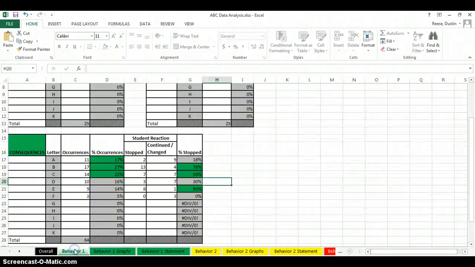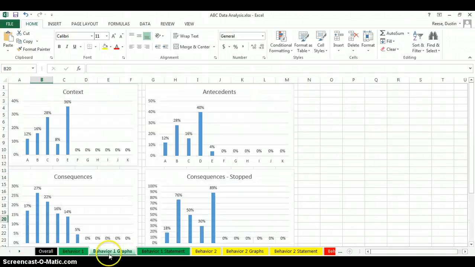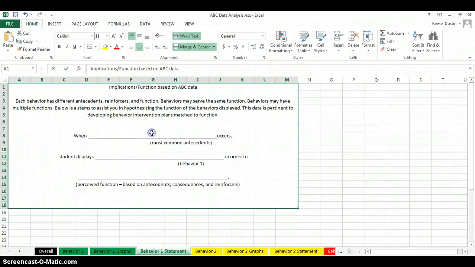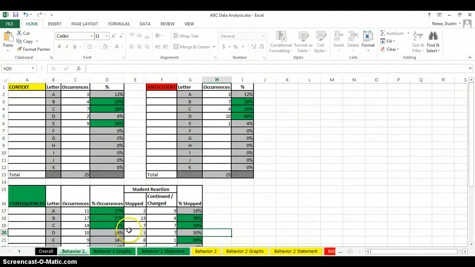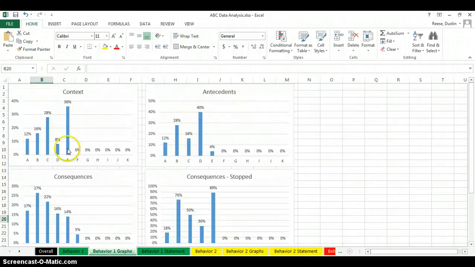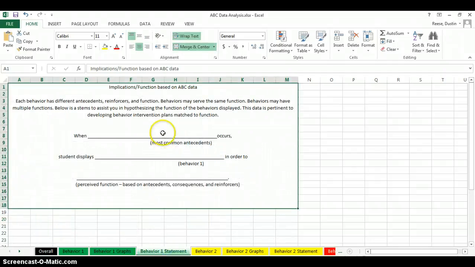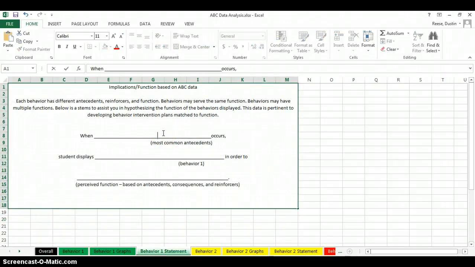So based on the information you have that you entered, you can type into here the most common antecedents. So when we look back on our information here, you can either look at it in this format or on the graphs. The most common antecedent was D. So let's say that antecedent was attention was diverted. So you can enter in here, when attention is diverted, student displays. So since this was behavior 1, that was disruptive behavior.